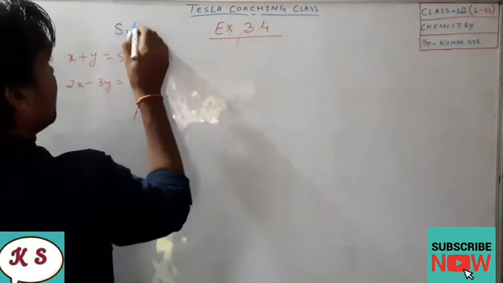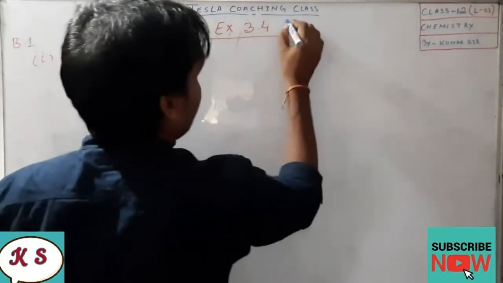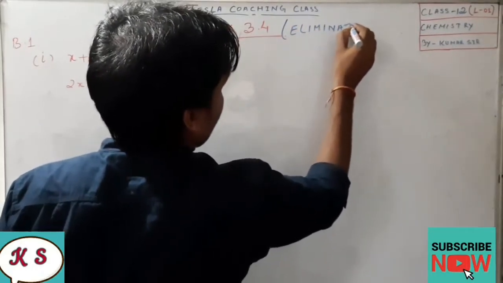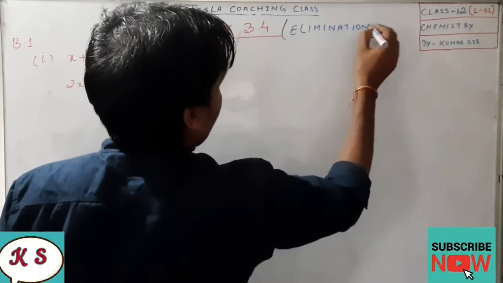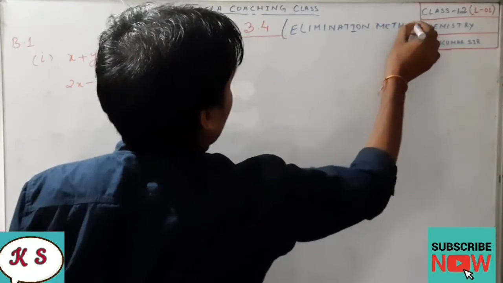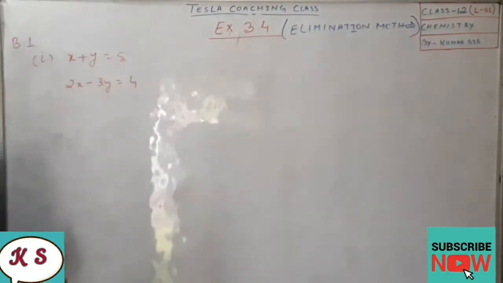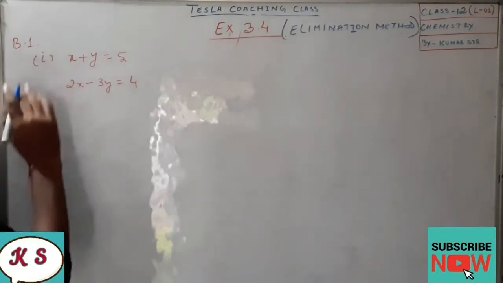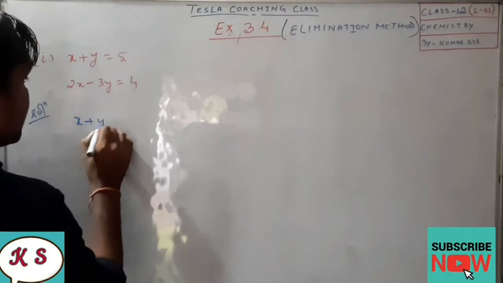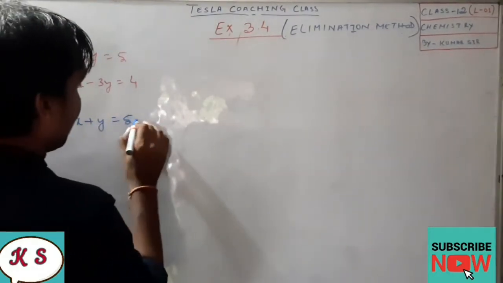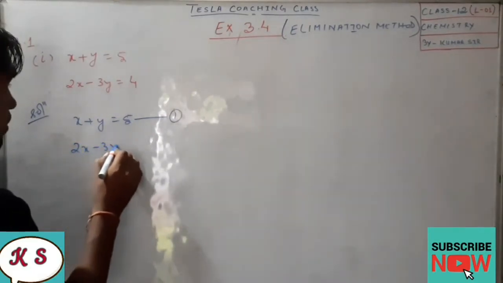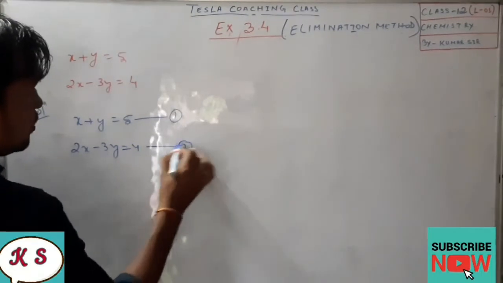Okay, so the elimination method we are going to use. First of all, this is the given question. So what we will be doing now, we will write here x plus y is equal to 5, equation number 1, and 2x minus 3y equal to 4, equation number 2.